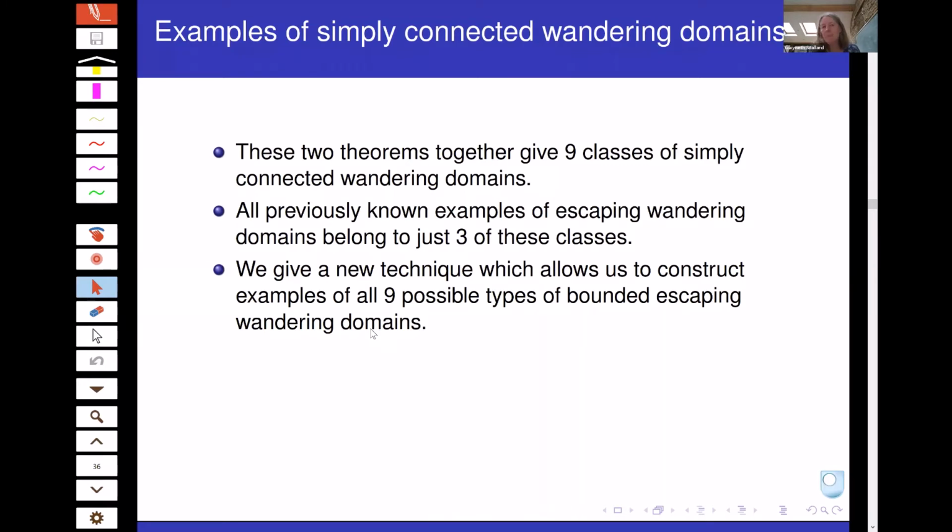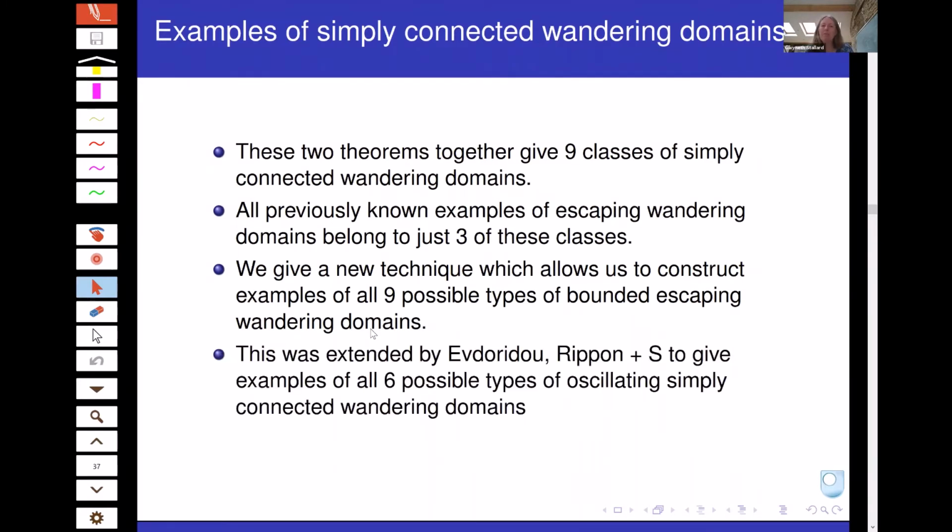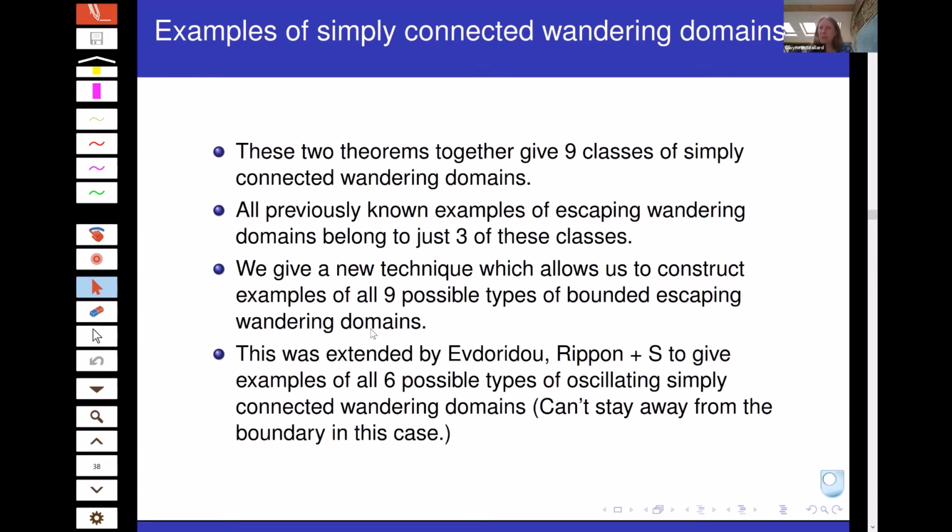And then more recently, Basso and Phil and myself have looked at what happens when you have oscillating ones. This is more intricate to try and construct examples, but you can get all 6 possible types of oscillating simply connected wandering domains. There's 6 because if you have to keep on coming into a boundary part of the plane, you can't stay away from the boundary. You're going to at least have a subsequence which gets closer and closer to the boundary.